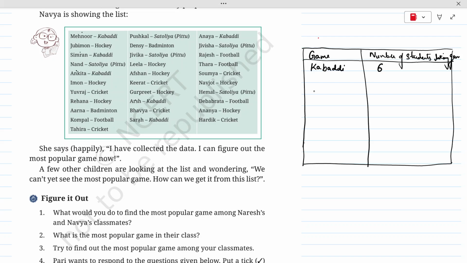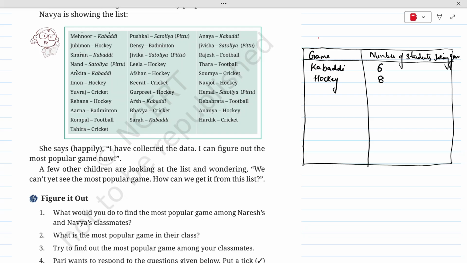Going next, we have hockey. So I'm writing down hockey here. Okay, so let's start with hockey. First, this is 1, Jubiman. Then we have Aimon as 2, Rehana 3. And then here we have Leela 4, Afshan 5, Gurpreet 6, Navjot 7, and Ananya 8. So the number of people who like hockey is 8.